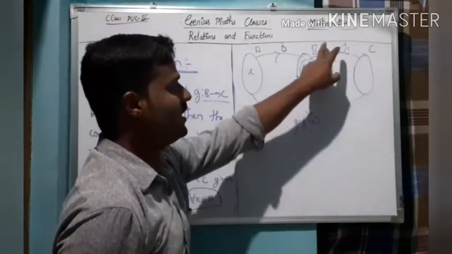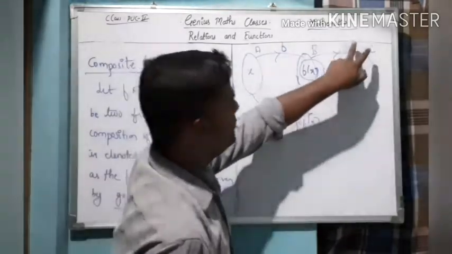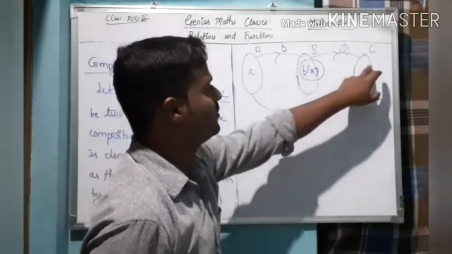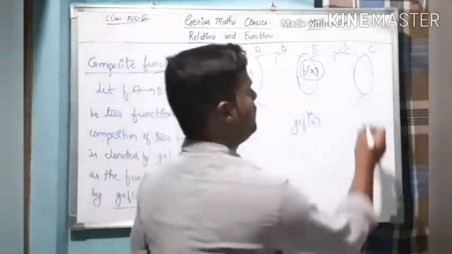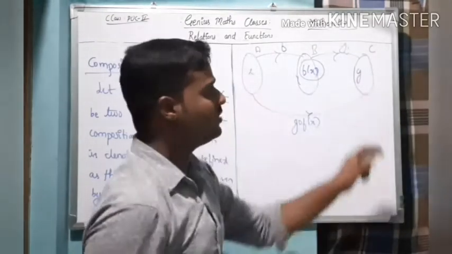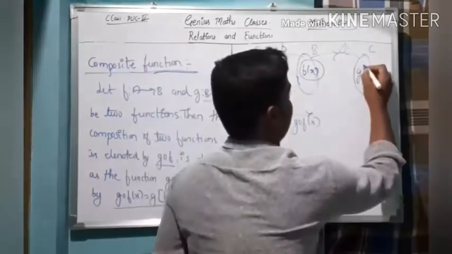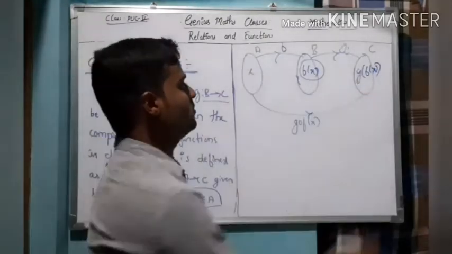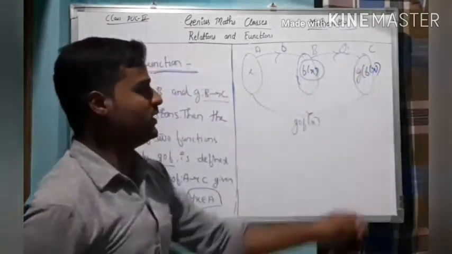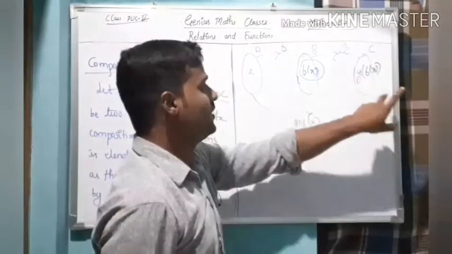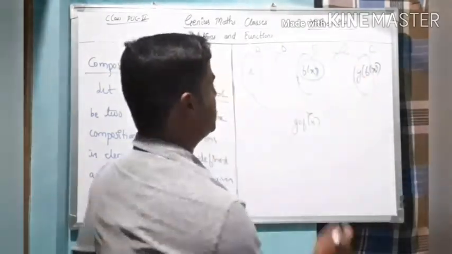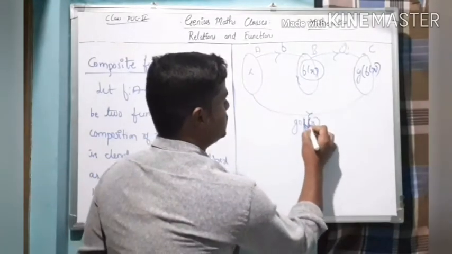This f of x is an element in B, and we are defining function g. The image will be g of, g is a function and the element is f of x. Right? Element will be f of x. So this is the composition of functions. The element that exists in C will be g of f of x. The image is g of f of x.